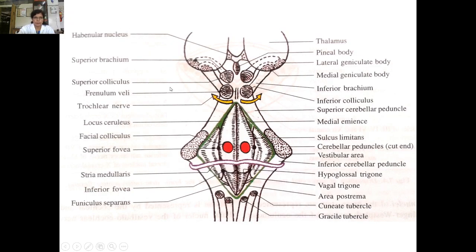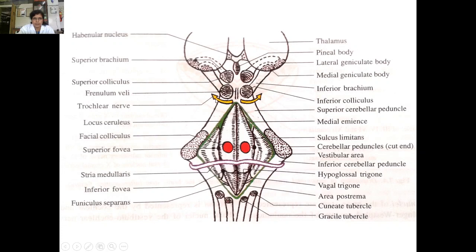This figure shows the posterior aspect of the brainstem, that is the midbrain, pons and medulla. On the posterior aspect of the midbrain, there are four colliculi, the two superior colliculi and two inferior colliculi. The superior colliculus is connected with the lateral geniculate body, which is present at the posterior aspect of the thalamus, by the brachium of the superior colliculus. The inferior colliculus is connected with the medial geniculate body by the inferior brachium.